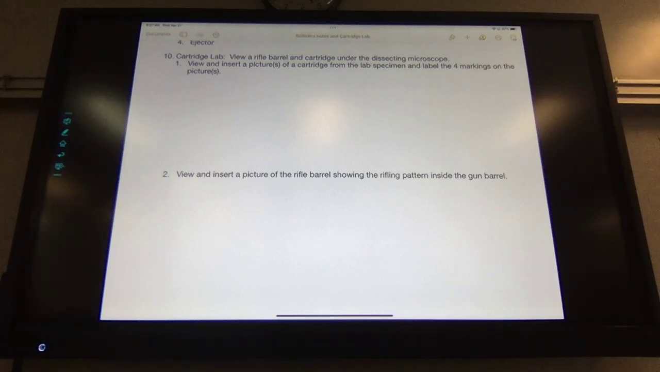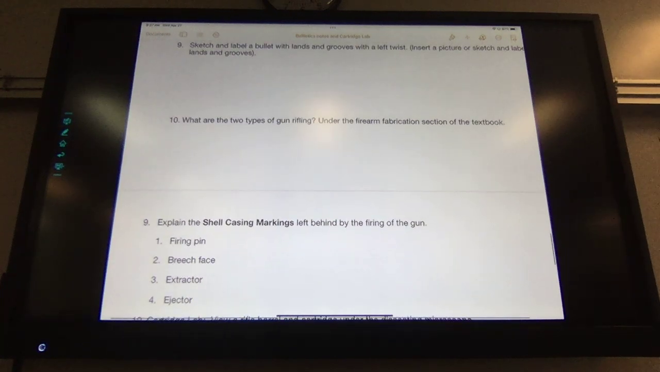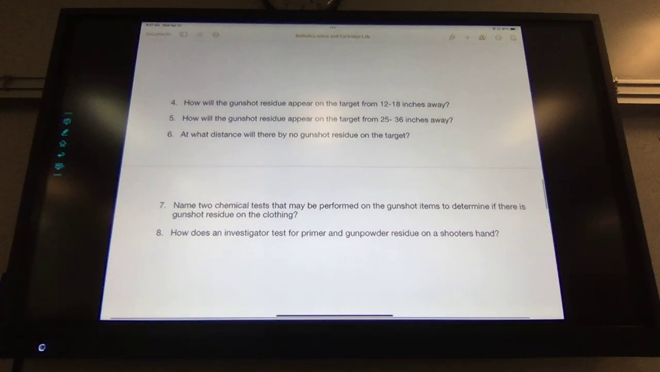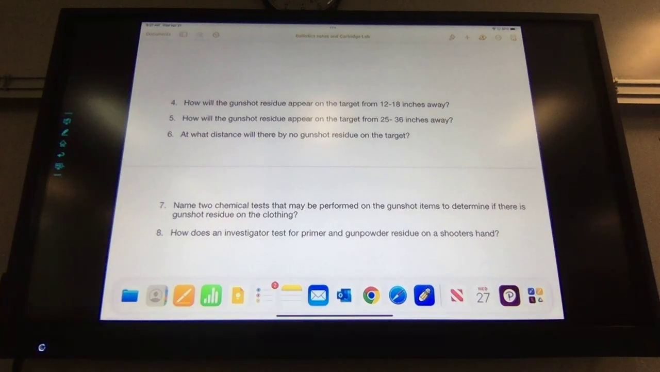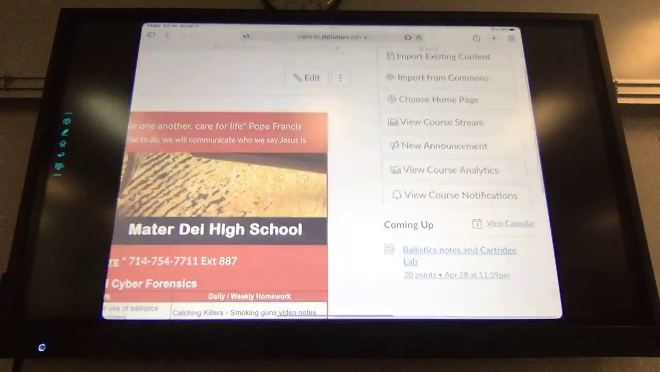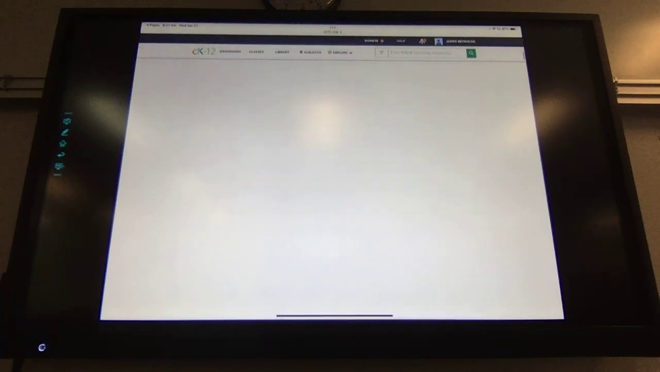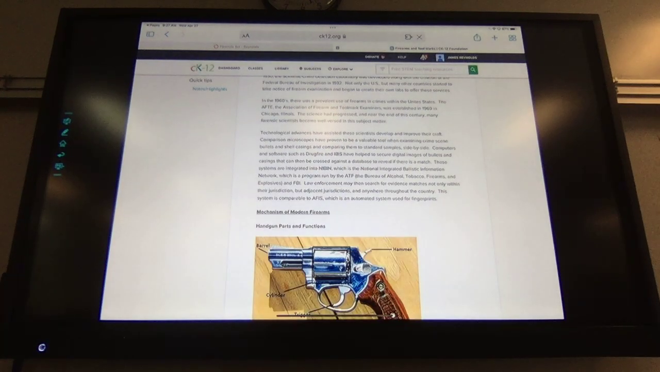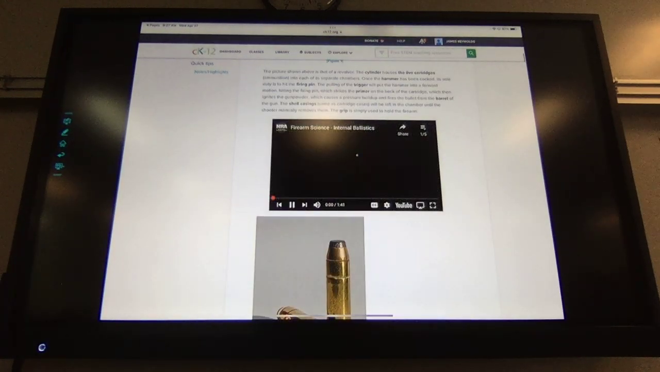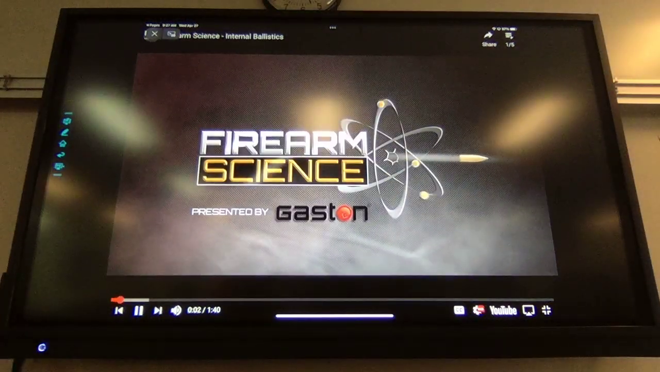So now let's head over to the textbook, and we are going to be doing a few things as we skip through this. At the very top of the page, I have a link to the textbook chapter. This was question 6, right, with the video?